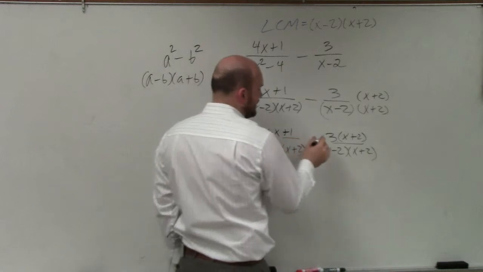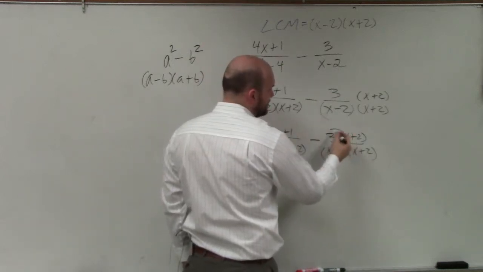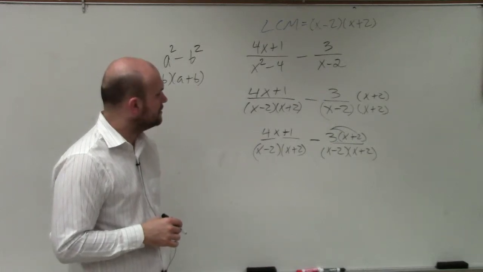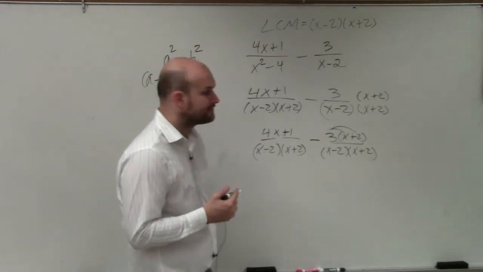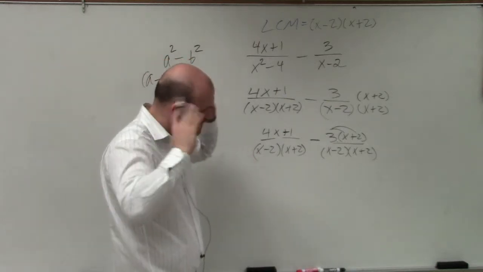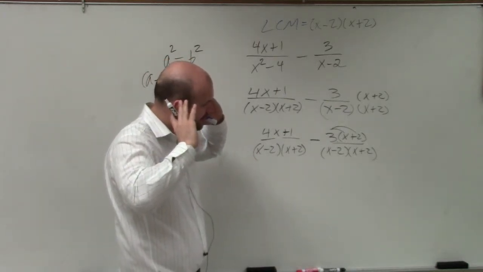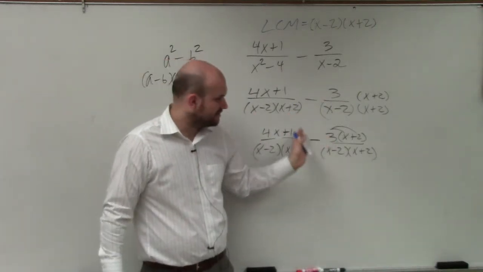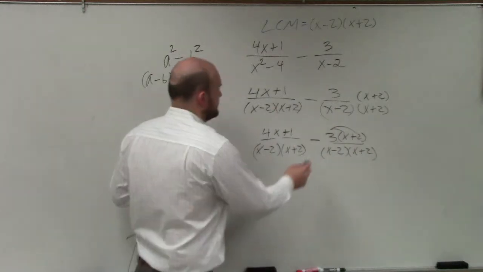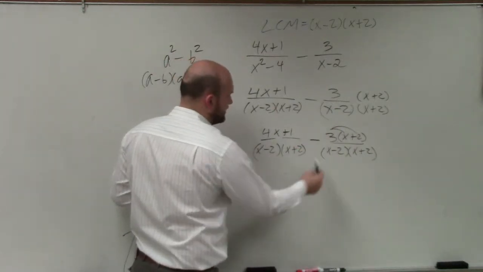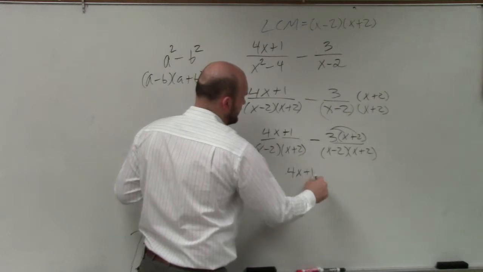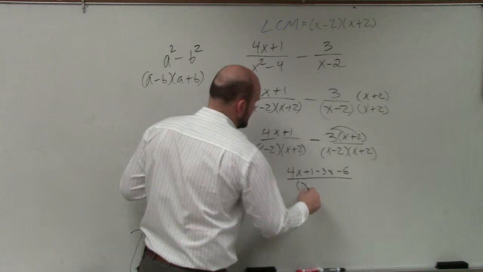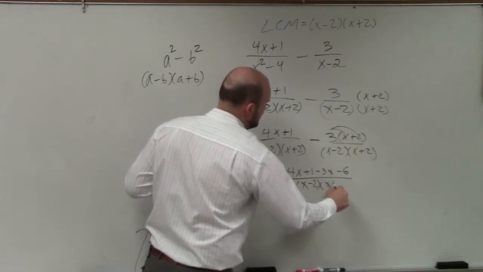Now what I'm going to do is distribute. Let me make sure I don't overly confuse you. This is a negative 3, so let's distribute the negative 3. If we distribute the negative 3, I'm going to finally get altogether 4x plus 1 minus 3x minus 6, all over my common denominator of x minus 2 and x plus 2.